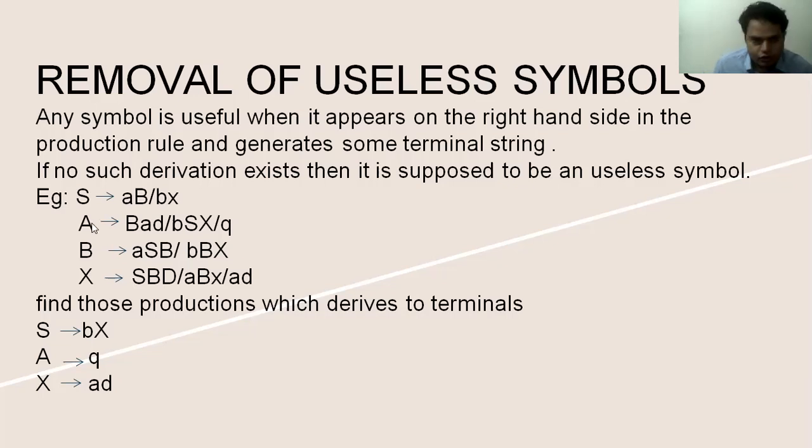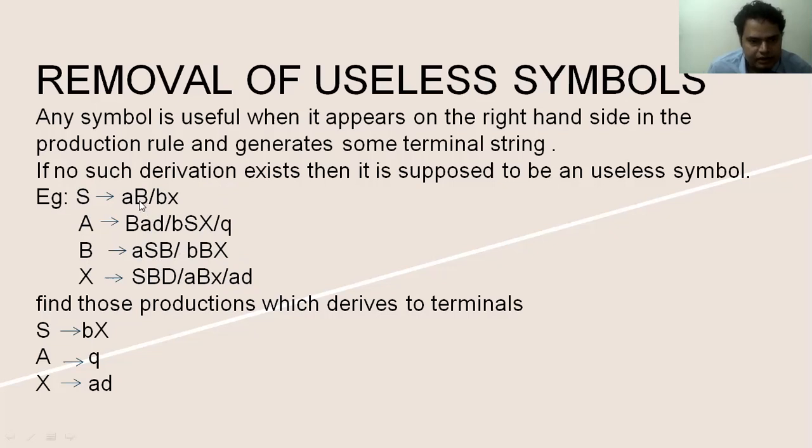So we took an example: S tends to AB, BX; A tends to QAD, BSX, Q; B tends to ASV, BVX; and X tends to SBD, AB, ABX, AD. First of all, we will find those productions which derive a terminal value directly or indirectly. So here we are filtering for terminal values.